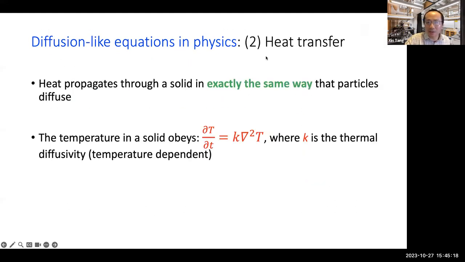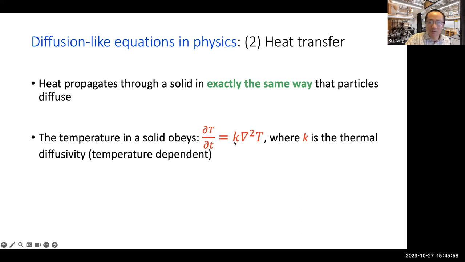The second analogy is in the heat transfer area. When people study the propagation of heat, especially in solids like metal, and metal is very good at heat transfer, they find that when they derive the temperature formula, it follows this kind of principle. So capital T is temperature.